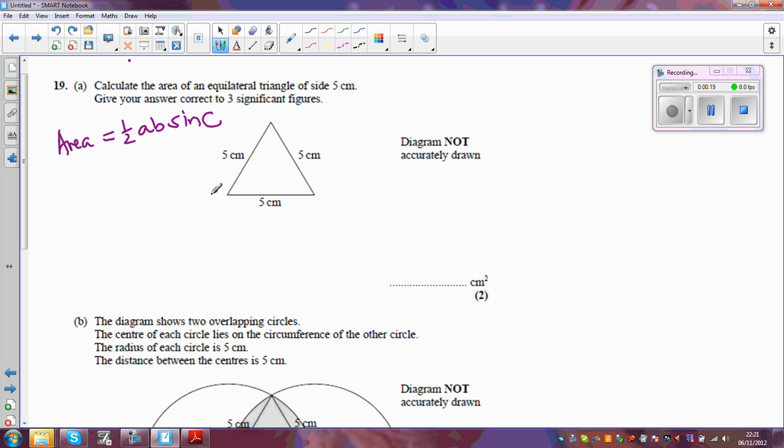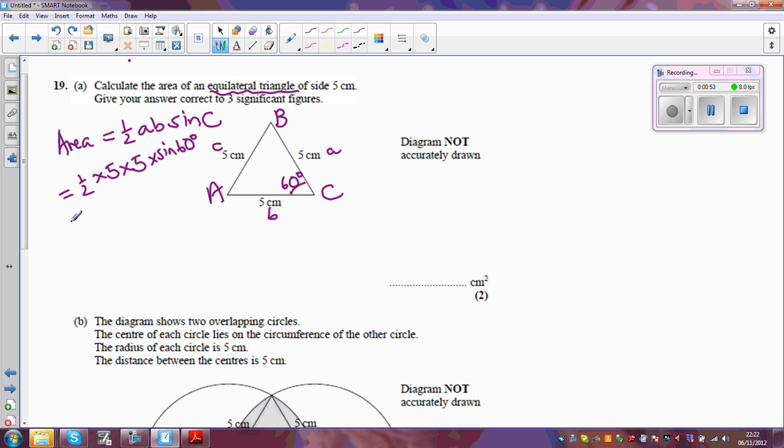So if I label the triangle, it doesn't really matter, I'm going to label that corner A, that corner B, that corner C. So that's little a, which is the length of this side, little b is the length of that side, little c is the length of that side. Okay, sine C, well that means this angle here. Now this is an equilateral triangle, and because it's an equilateral triangle, all of the angles are going to be 60 degrees. So if I just plug that into this formula, the area is going to be half times little a, which is 5, times little b, which is 5, times the sine of 60 degrees.